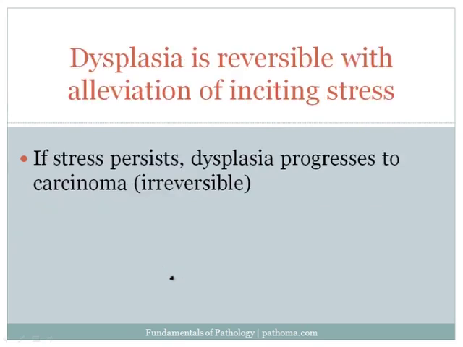Now, important to remember that dysplasia is reversible. I can't stress this enough. Dysplasia is reversible. If you remove the inciting stress, the dysplasia can potentially reverse. For example, if a patient has gastroesophageal reflux disease and the GERD is treated, then the dysplasia can actually reverse. If the stress persists, the dysplasia can progress to carcinoma, and carcinoma is irreversible. This is the key distinction between dysplasia and cancer. That is, dysplasia is reversible and cancer is not reversible.